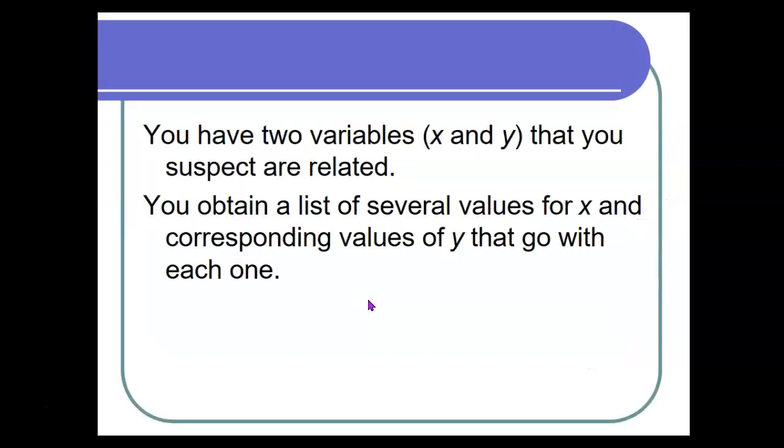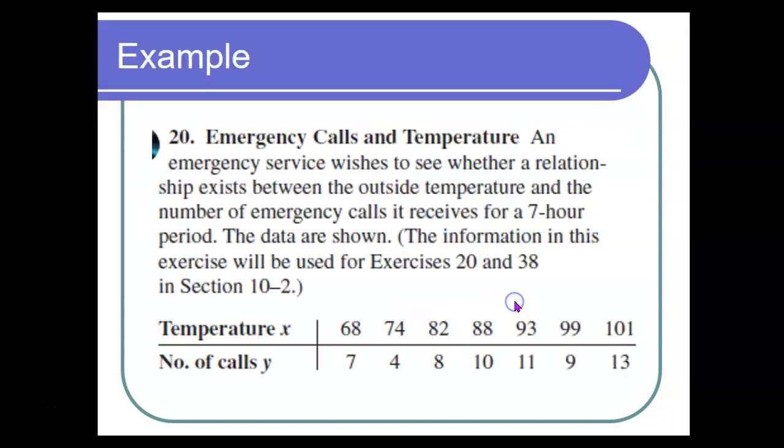So here's the situation. You have two variables, and we can call them X and Y. So X stands for one of the variables and Y stands for the other one. And you suspect that those are related somehow. So you get some data. You obtain a list of several values for X and corresponding values of Y that go with each one.